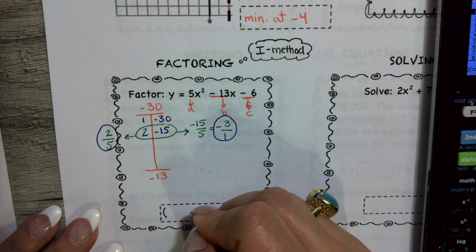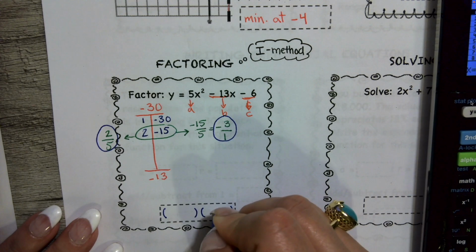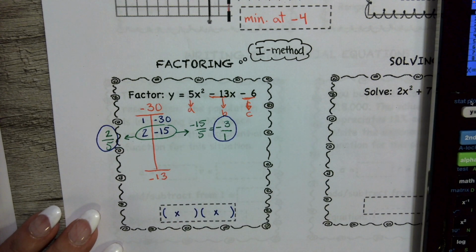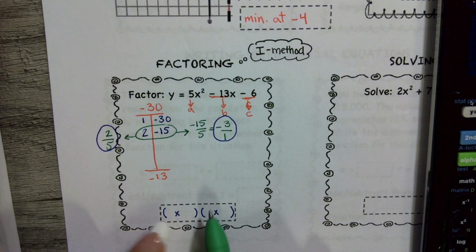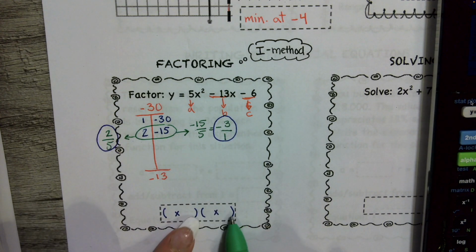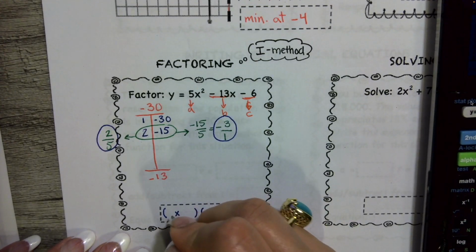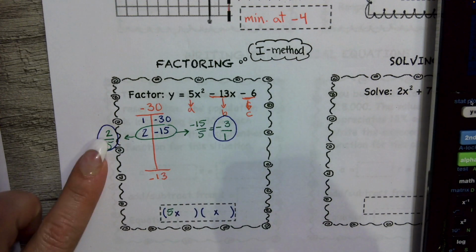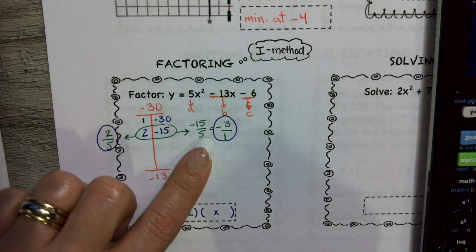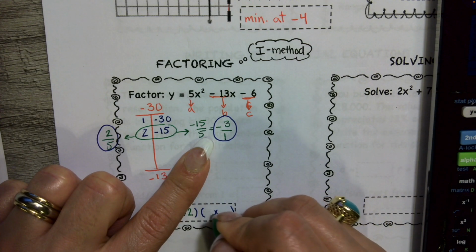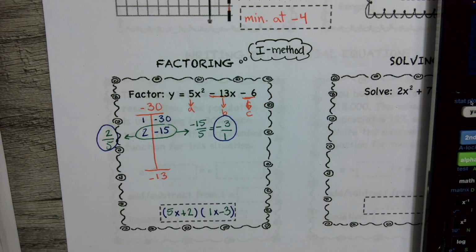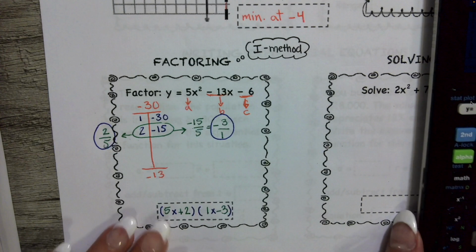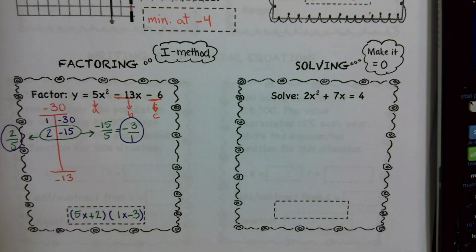So I'll draw my two parentheses, put my x in there, and then I'll take the bottom number or denominator before x and the numerator or the top number after x. So 5x plus 2, 1x or x, I'm just going to put 1x minus 3. There you go. I factored my equation here. Okay? Let's move on to solving it.